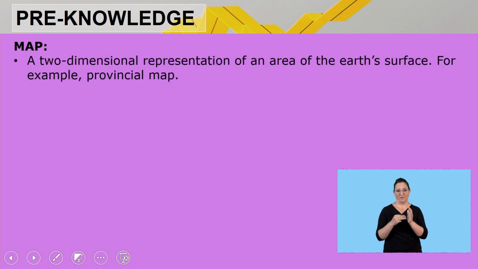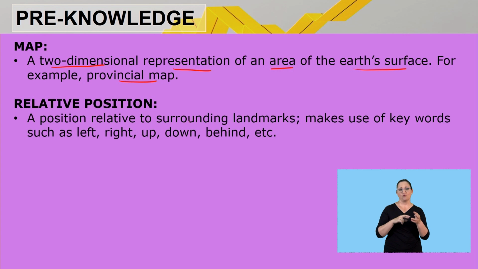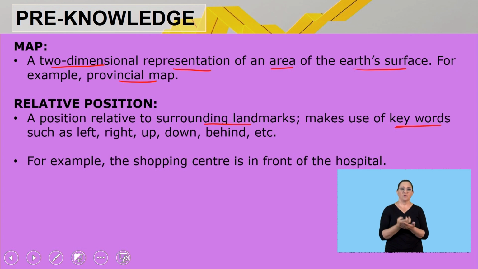Now, let us quickly look at some language that is important for this specific lesson. A map is a two-dimensional representation of an area of the Earth's surface, for example, a provincial map. Also important is we will look at relative position. So what is it? A position relative to the surrounding landmarks. Here we make use of keywords such as left, right, up, down, north, behind, etc. For example, the shopping center is in front of the hospital.